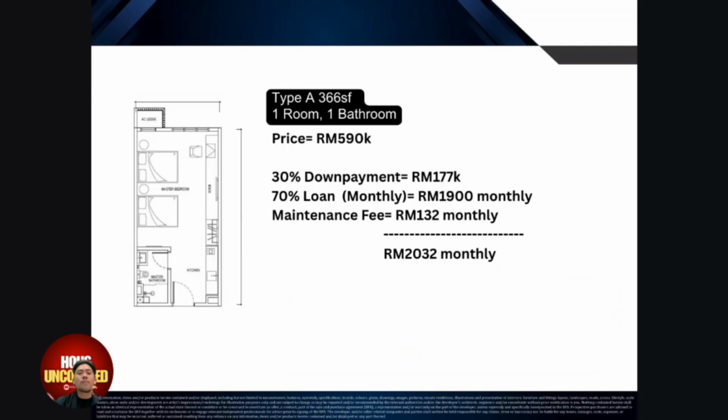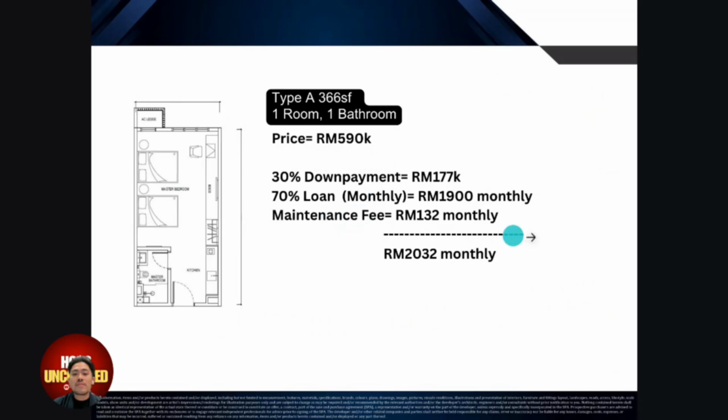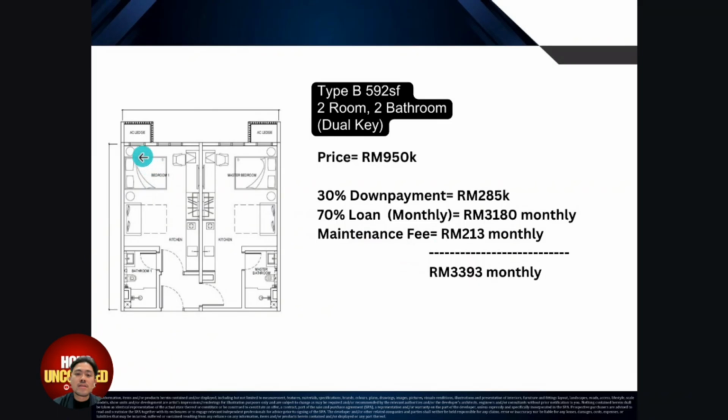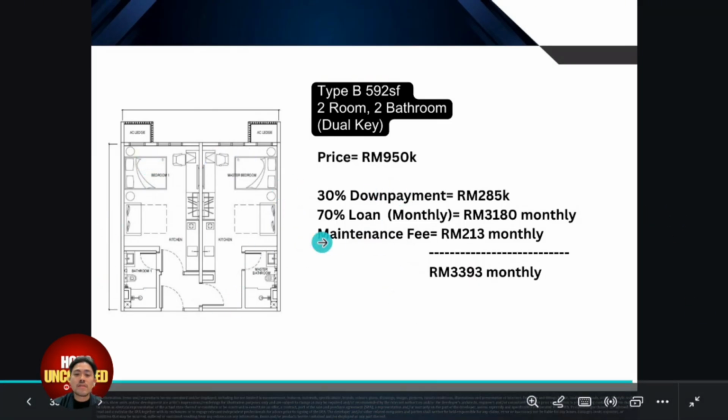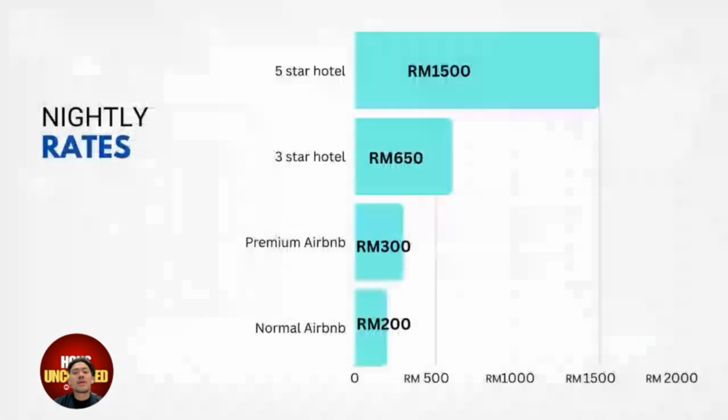If you want more, I have actually worked out the tower axis for comparison purposes. Let's say assuming the studio, which is 590,000, based on this price, the monthly outflow is about 2,000 ringgit. And for dual key, the 2 rooms 2 bath, based on 950,000, is 3,003 per month. So let's say assuming these two are your options. Based on the current data in the market, if you rent out as a short-term rental, what is the per night rate that you can get?